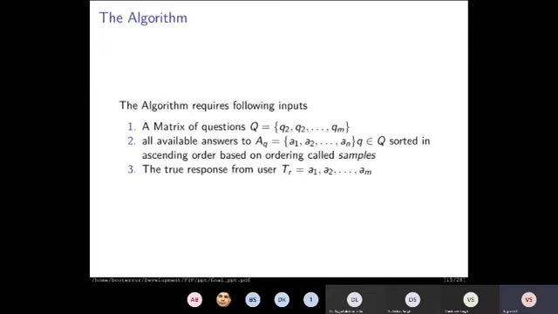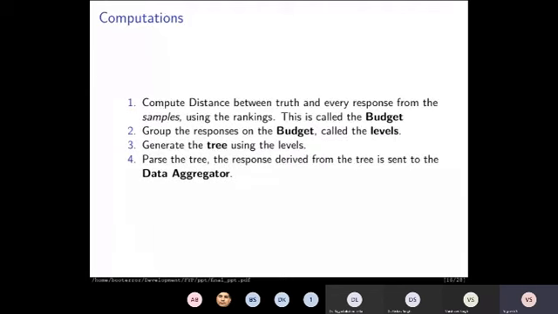The algorithm involved in the proxy random responder requires three inputs. First is the set of questions that the data aggregator wants to know about, and the set of possible answers for a particular question. This project is limited to the scope of categorical and ordinal data, so it's clearly defined what set of answers a question would have. And the true response, which is a set of definite answers to particular questions. Like question one would have A1 as the answer, question two would have A2 as the answer. Given these three inputs, the proxy random responder does the following computation.